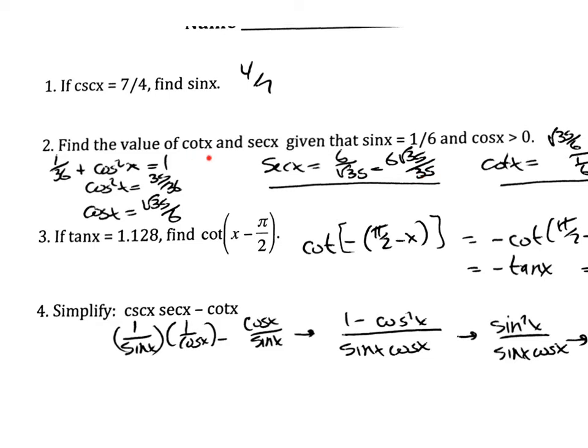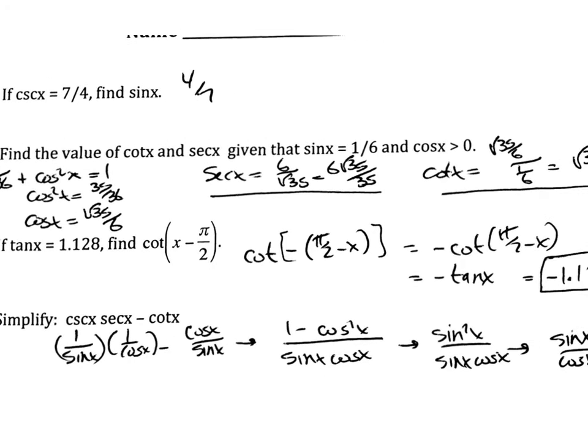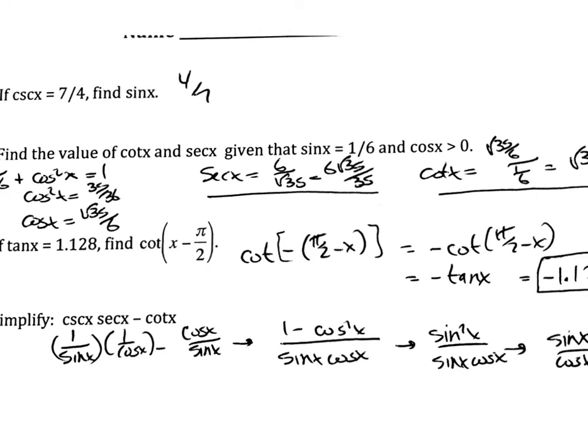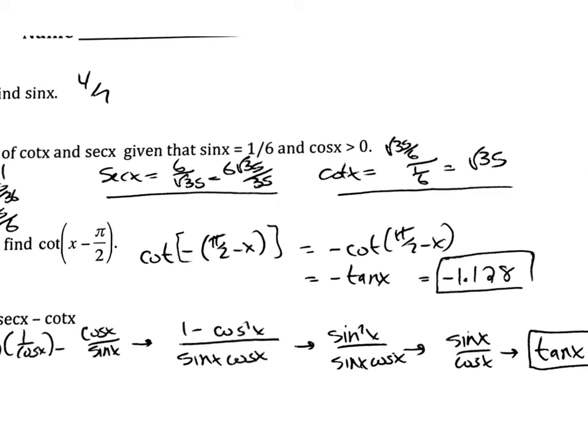And don't forget cotangent. Cotangent is cosine over sine. So I took my cosine answer, which was square root of 35/6, over my sine, which was in the problem, 1/6. The 6's cancel, so it left me with just square root of 35.